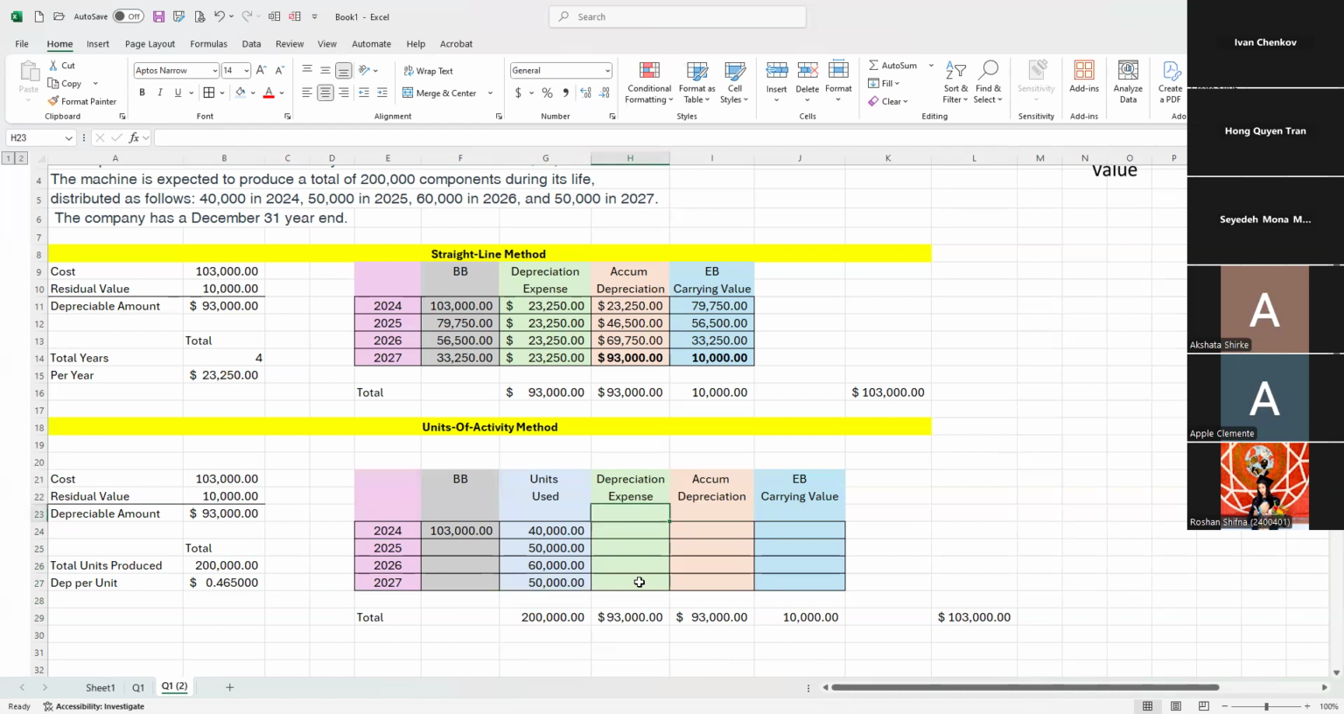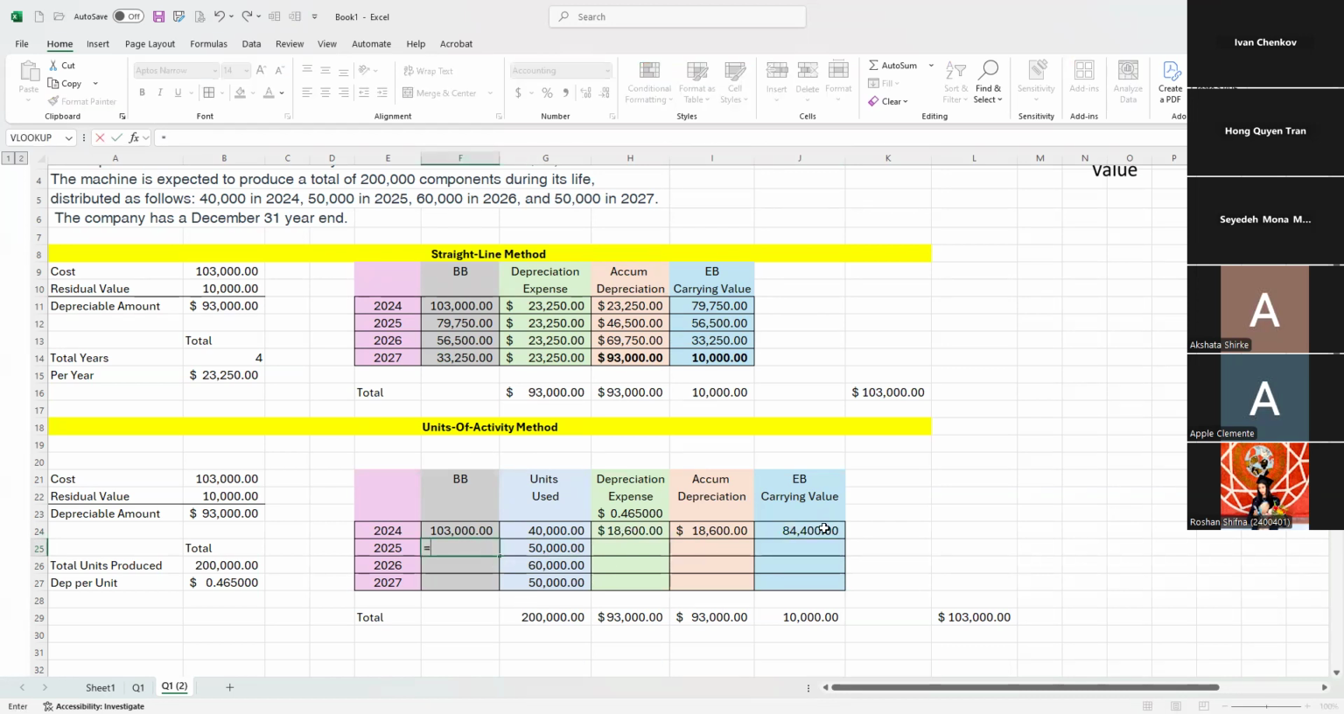So depreciation expense will be that amount per unit. Every time I use one unit, I have to apply that amount. Let's lock this amount so that it doesn't change. And my accumulated depreciation will be that much. And the carrying value will be the beginning balance minus the depreciation for the year.